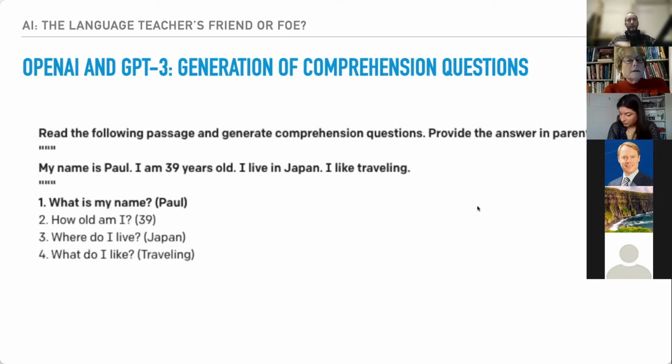Okay, so another thing that AI can do that we maybe formerly thought was purely in the domain of humans is to generate comprehension questions. So here I provided a text, a very simple text about me, and I provided an example of what I wanted it to do. What is my name? And then the answer in brackets, Paul. And then it provided questions 2, 3, and 4. Okay, so it looked at the text, it figured out what would be a good question, and it figured out what the answer is as well.